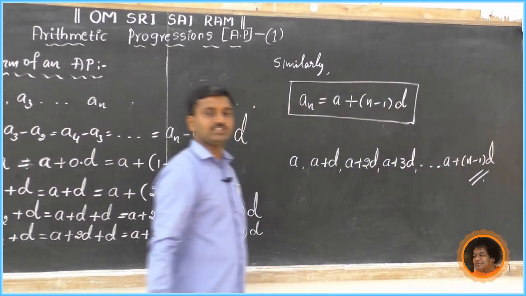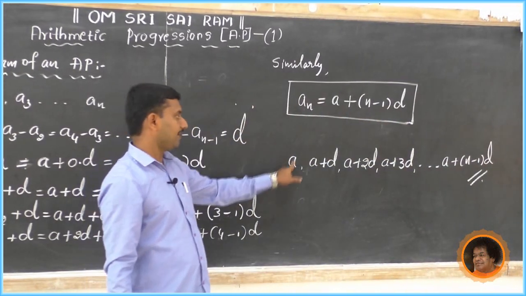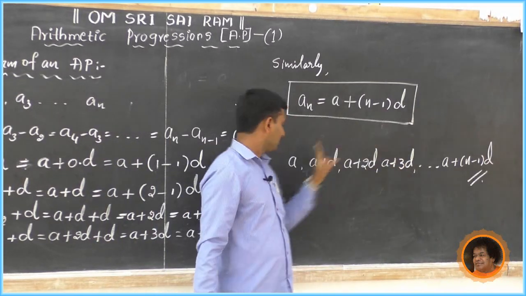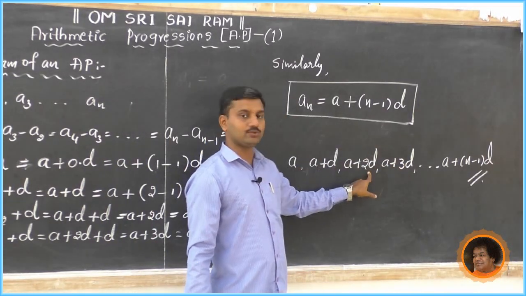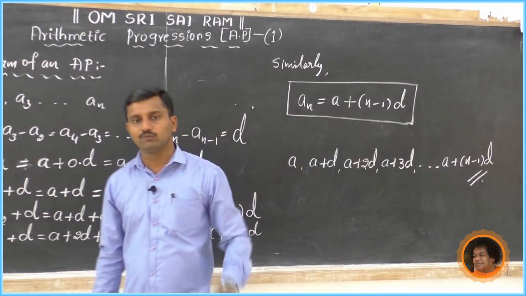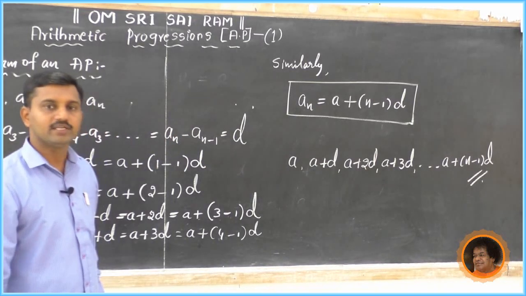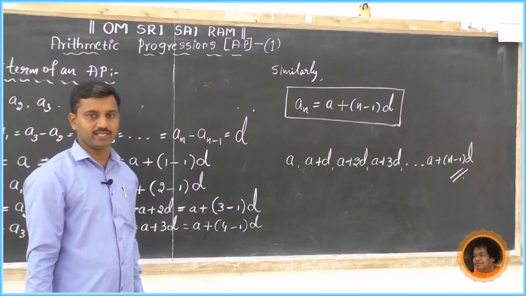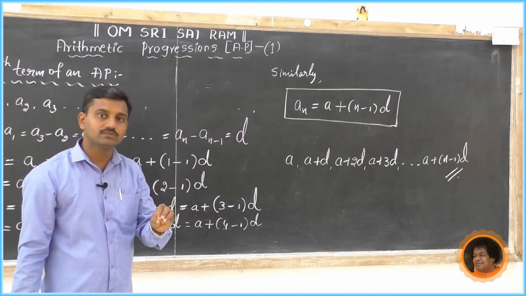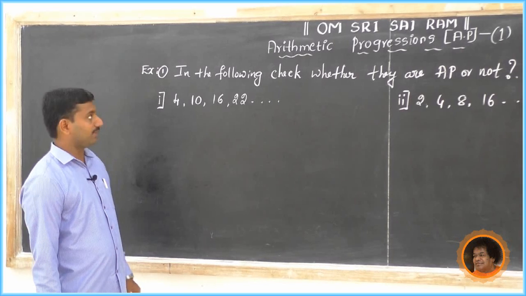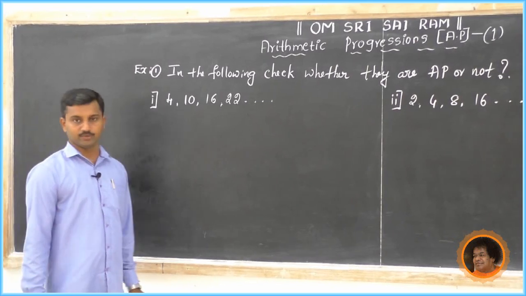So this is the general form of an AP: A, first term, second term, third term, fourth term, nth term. A plus D, A plus 2D, and so on, A plus (n minus 1) into D. What is the formula to find the nth term of an AP? The nth term of an AP is an equal to A plus (n minus 1) into D. An denotes the nth term.